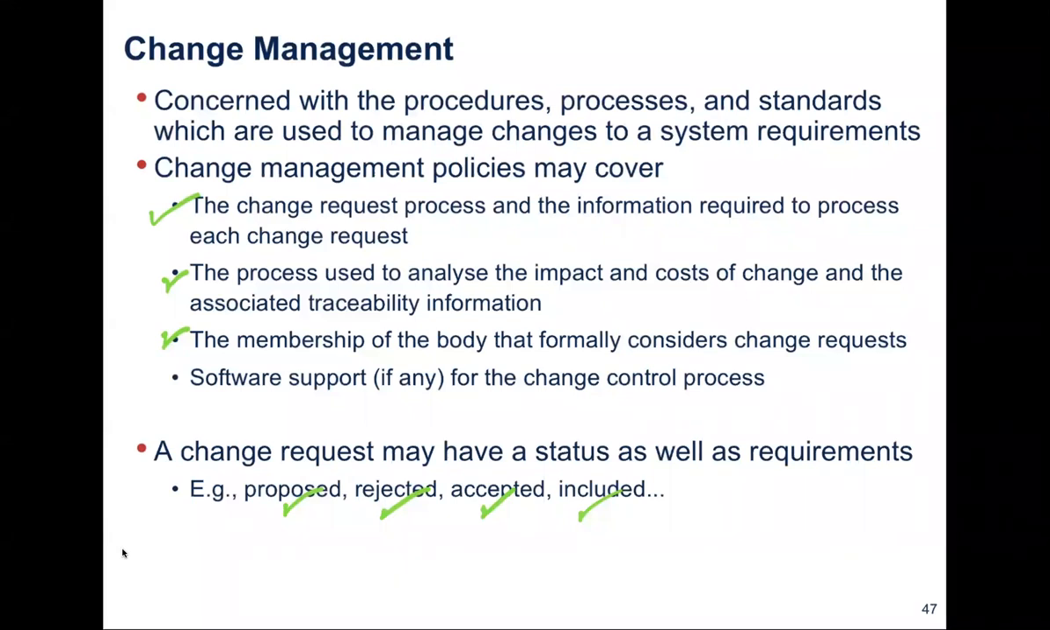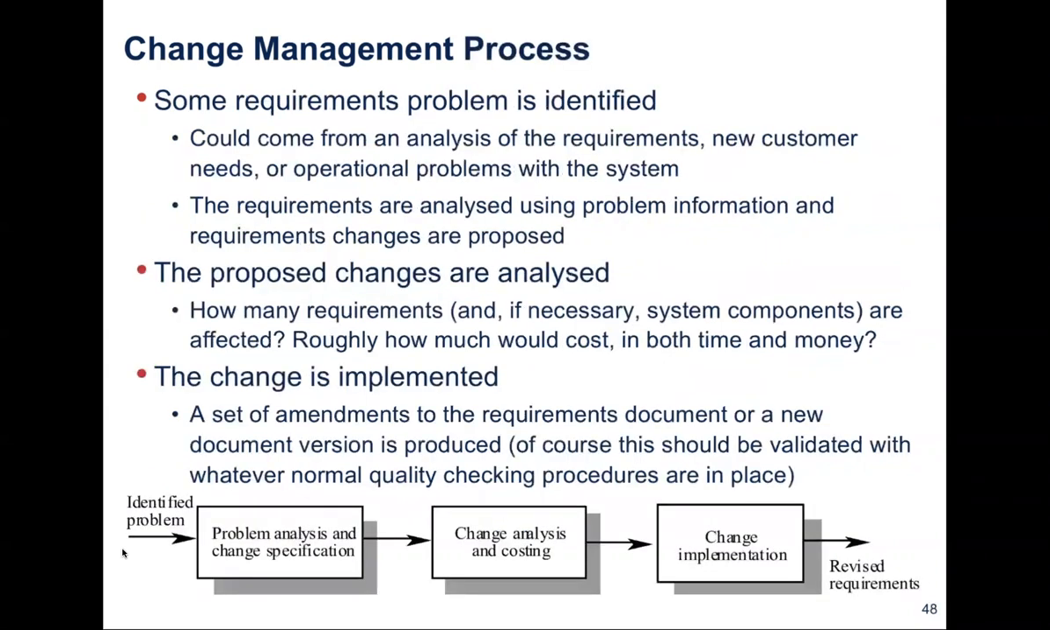So in a change management process, some requirements problems should be identified. And this actually could come from the analysis of the requirements, the new customer needs, or even the operational problems with the system. The requirements are analyzed using problem information, and the requirement changes at this point are proposed. So the proposed changes are then analyzed. So the first stage is to identify the requirement problems and to come up with a list of proposed changes.